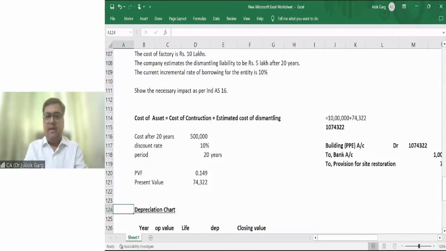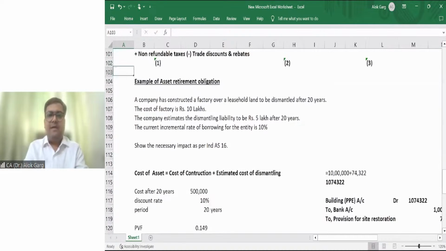Guys, have you understood this thing? How I have done this capitalization of building? So the site restoration cost, on the basis of present value, I have added to the cost of the asset. You're right, Pooja. That was my bad.